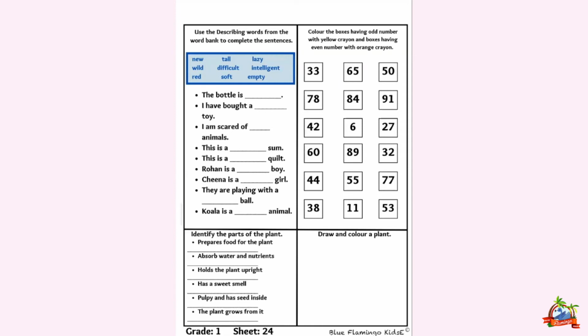65. This is an odd number. So we will color it with yellow. 50. It is an even number. So we will color it with orange. What do you have to do? We have to color odd numbers with yellow and even numbers with orange.